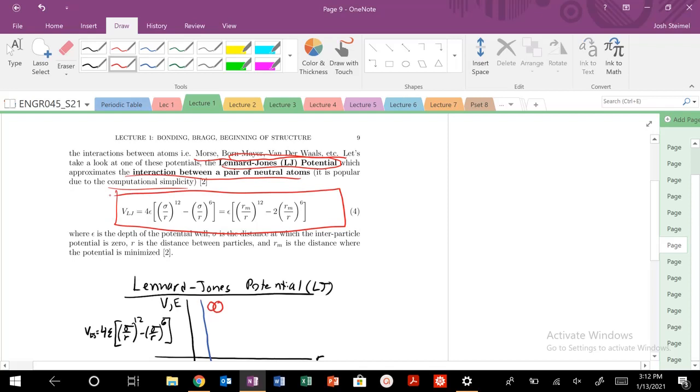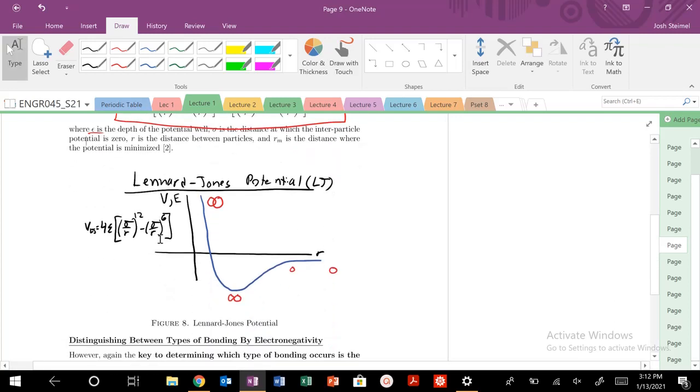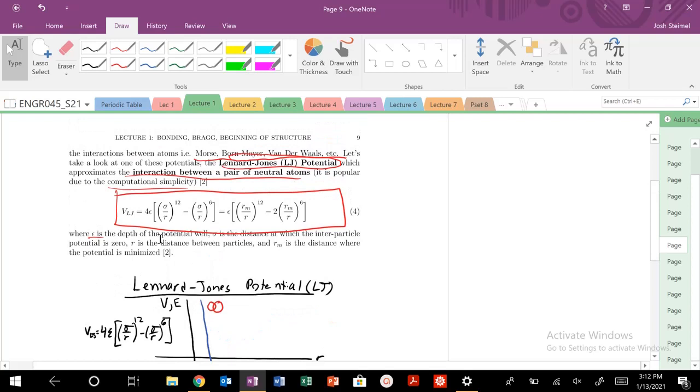If we have a pair of neutral atoms, we can approximate the Lennard-Jones potential with the following equation, where eta is the depth of the potential well, sigma is the distance where it's at 0, and r_m is the distance where the potential is minimized. You can rewrite this function, but these are values that you're typically given. Sigma is a fitting parameter, and so is eta. You approximate them based on the interaction that you're trying to approximate. It's computationally simple because you only have two fitting parameters.